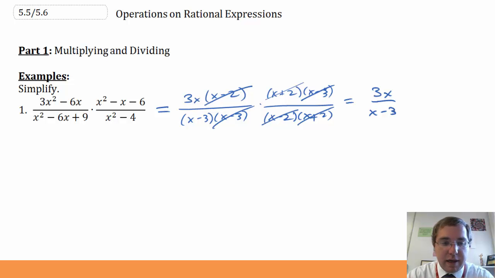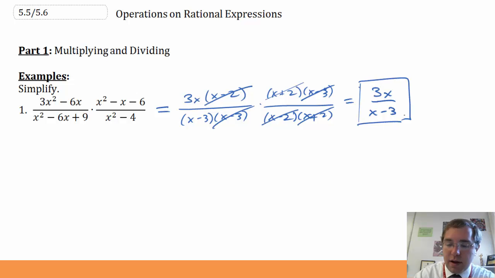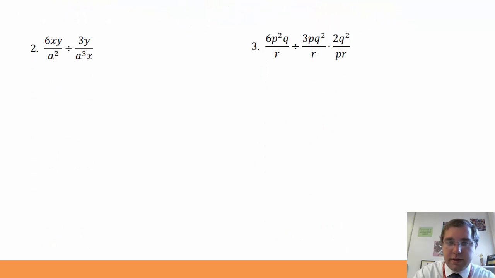And we can't cancel anything else. We cannot cancel those 3's or those x's because they are not multiplied into the denominator. We have a factor of x minus 3 in the denominator, not a factor of x or a factor of 3. So we can't cancel any common factors, and we are simplified. So that's the idea: factor everything, cancel common factors.